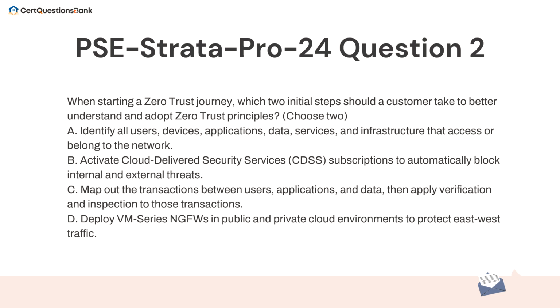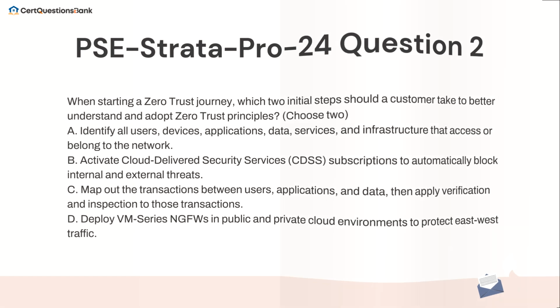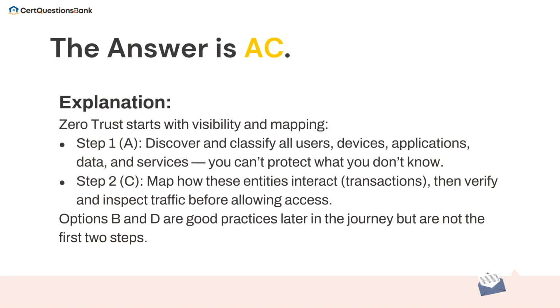C. Map out the transactions between users, applications, and data, then apply verification and inspection to those transactions. D. Deploy VM-Series NGFWs in public and private cloud environments to protect east-west traffic. The answer is A and C. Zero Trust starts with visibility and mapping.